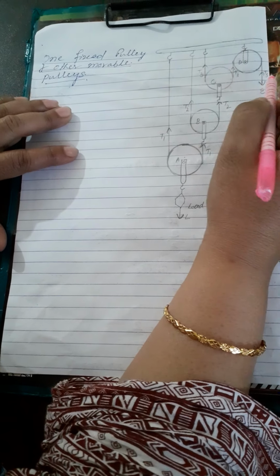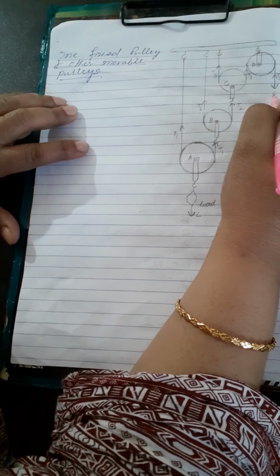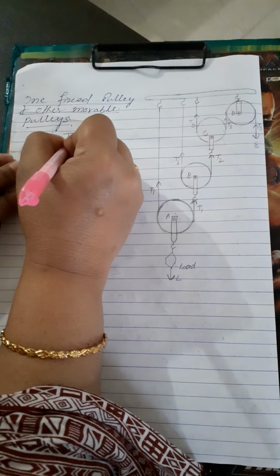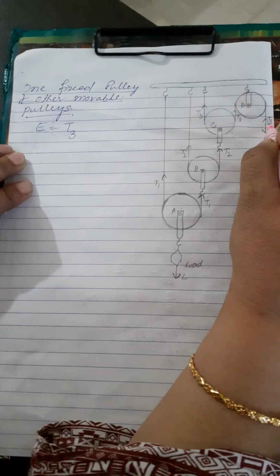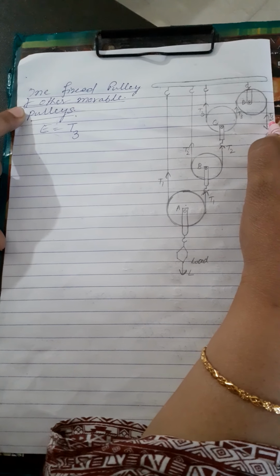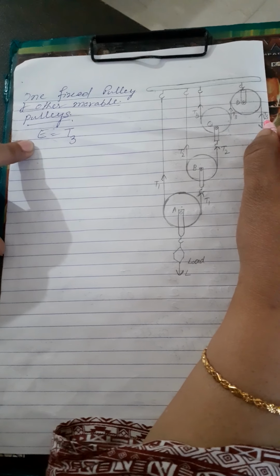In all the strands, please firstly represent tensions. This effort will be balanced by T3. E is equal to T3. This system is not mentioned in your syllabus, but we have to do it because it is given in the book. E is equal to T3.